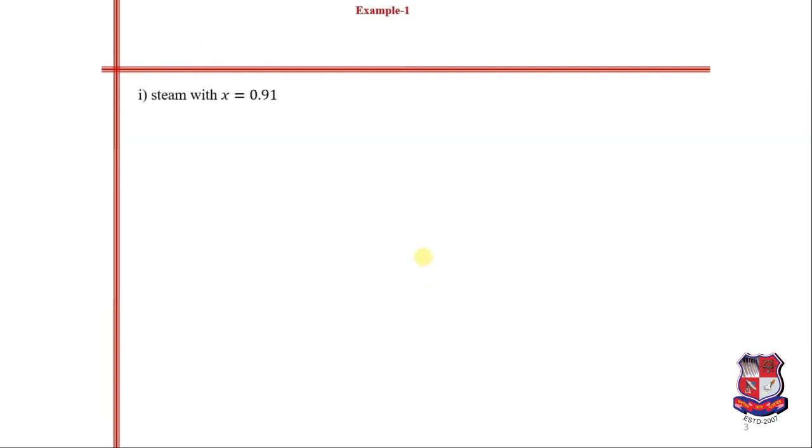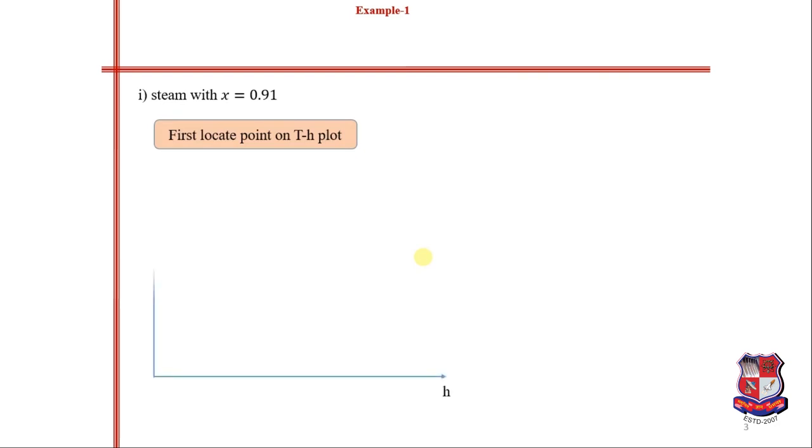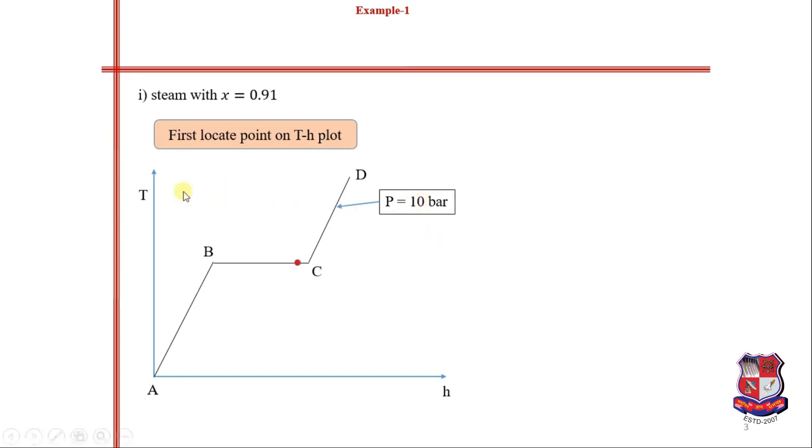So let's take first case where steam is having dryness fraction of 0.91. So first let's locate the point on TH plot. So let's plot first TH plot for 10 bar pressure. And here it is given that our steam is having dryness fraction 0.91, means our steam is wet. So it will be in this region between point B and C. So we want to find enthalpy and internal energy for point number 1.